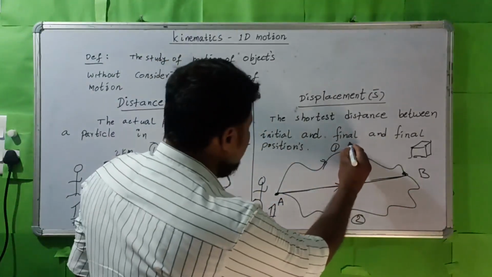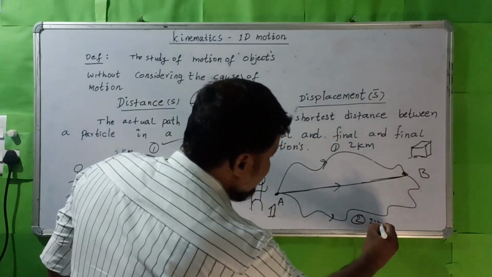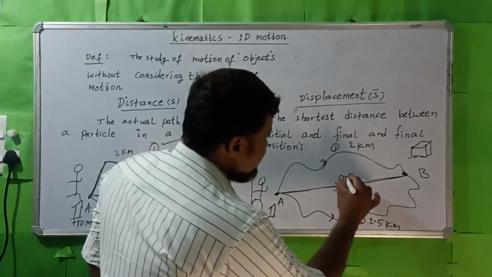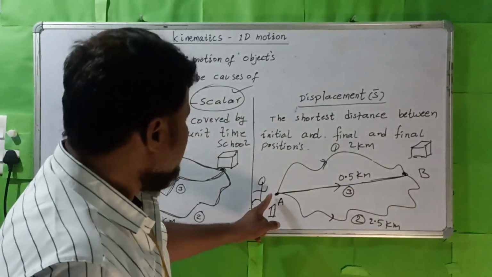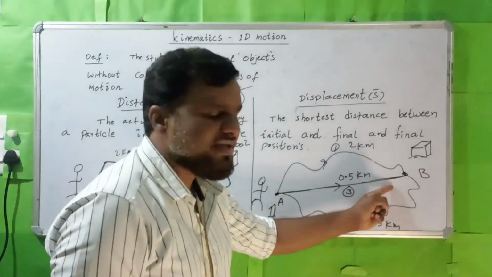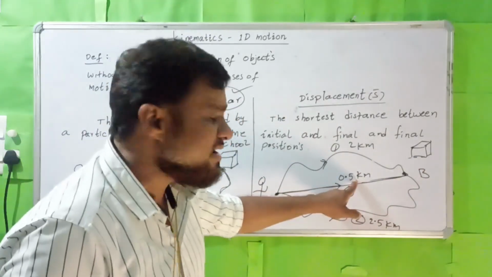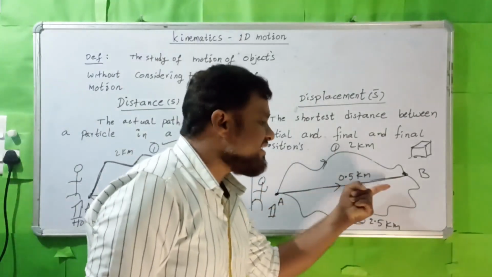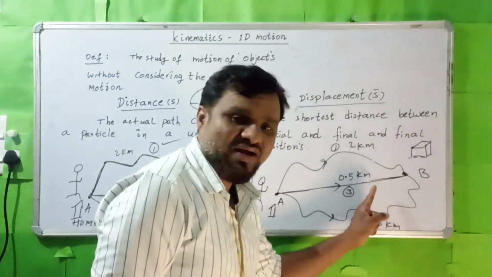Suppose path 1 is 2 km, path 2 is 2.5 km, and path 3 is 0.5 km. This is a shortcut, nothing but a shortcut. So he can reach the school quickly by taking path 3. If you observe, path 3 has a magnitude of 0.5 km and a particular direction. It has magnitude and direction, so it becomes a vector quantity.